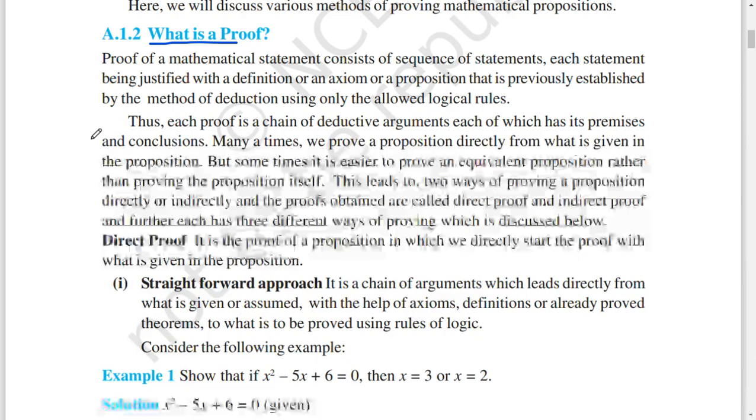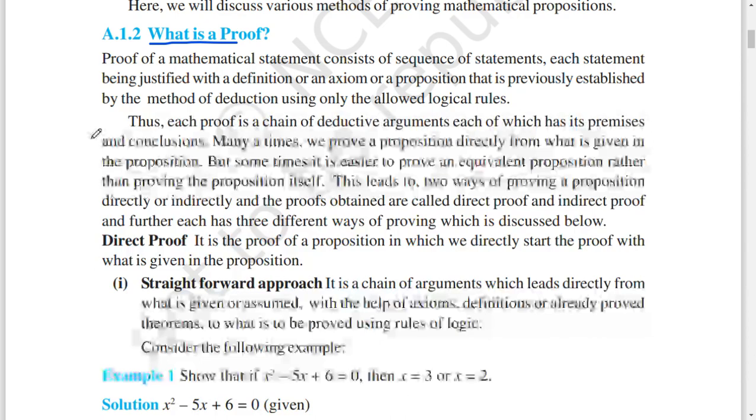Many a time we prove a proposition directly from what is given in the proposition, but sometimes it is easier to prove an equivalent proposition rather than proving the proposition itself. This leads to two ways of proving a proposition, directly or indirectly, and the proofs obtained are called direct proof and indirect proof. And further, each has three different ways of proving, which is discussed below.